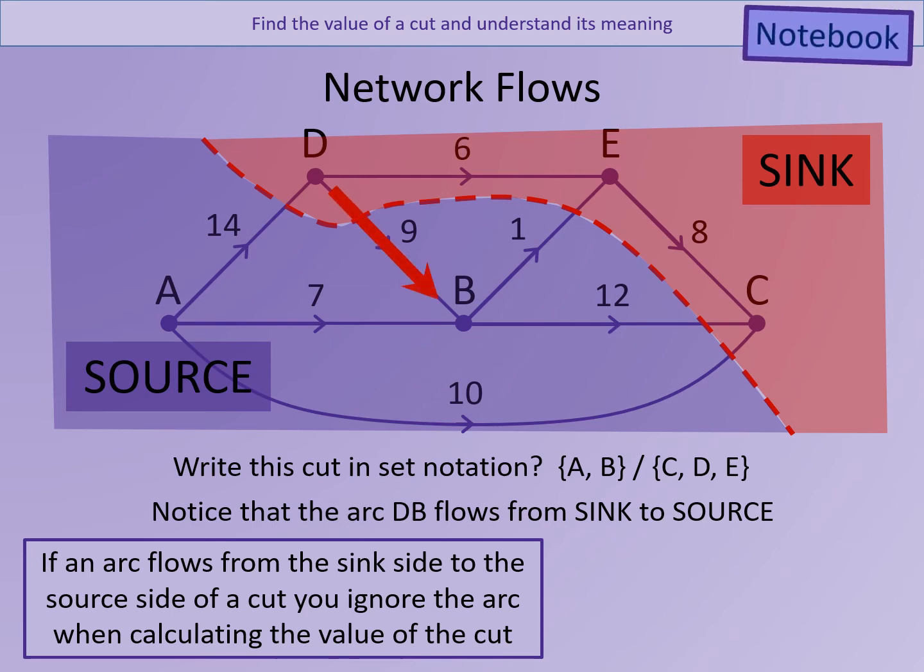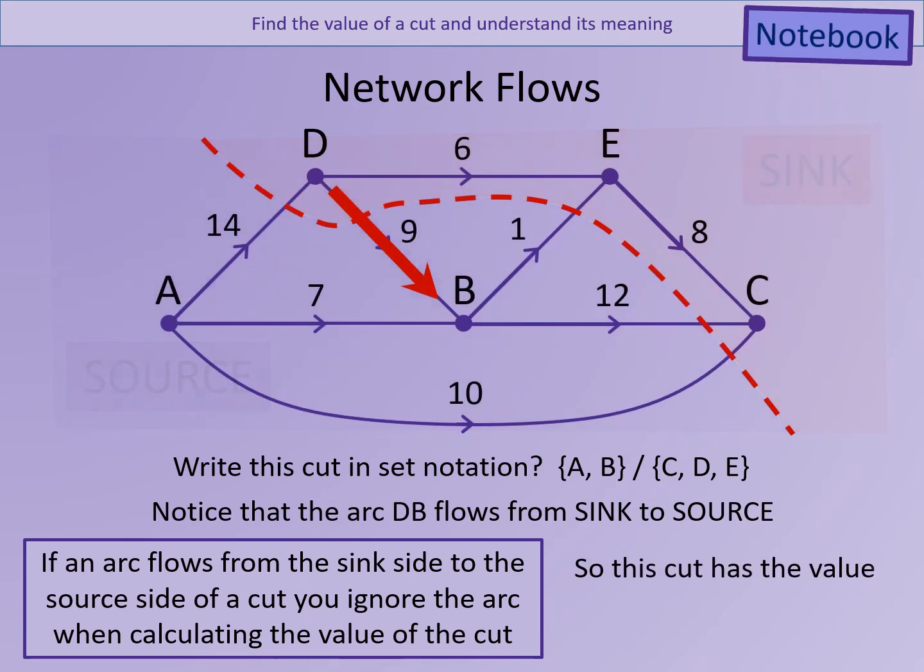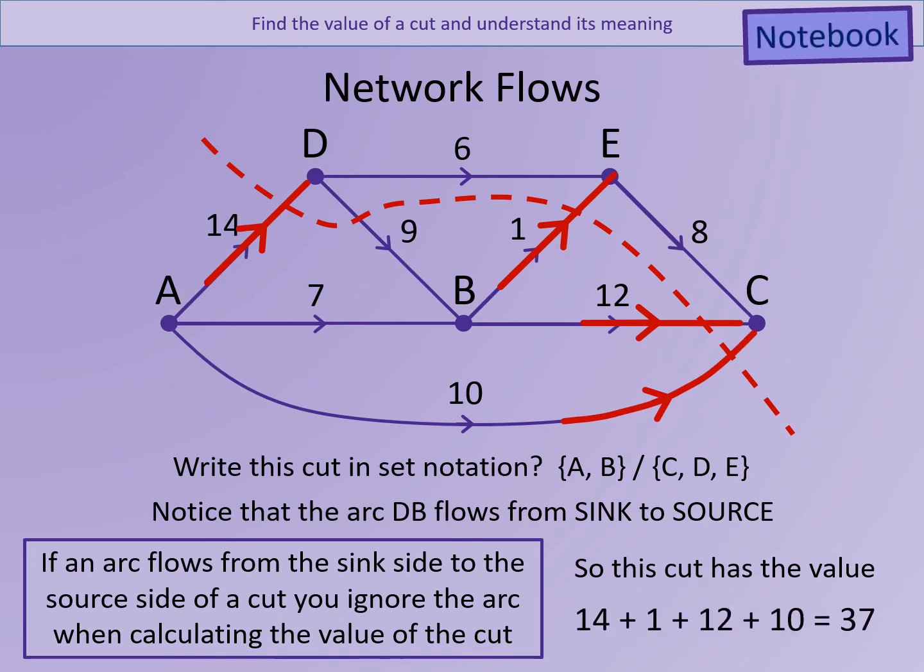We only add up the weights or the capacities of the arcs that are travelling from source to sink. So this cut, we would only add AD, BE and BC and AC together. So the total value of that cut is 37. So notice, although it's the same network, we haven't got the same value as the previous cut that we found.